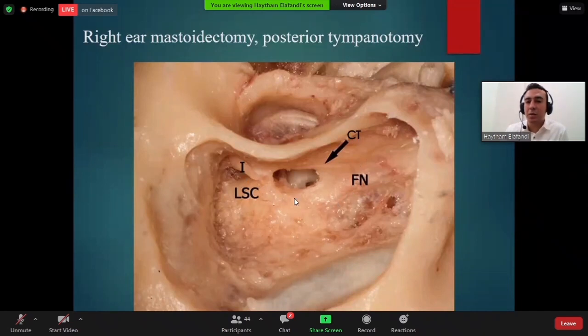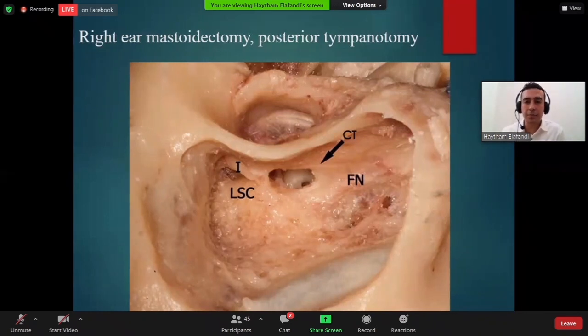It passes with a curve like this, and here gives the chorda tympani, so it forms the facial recess, showing the round window here. So, short process of incus, lateral semicircular canal, very important to identify during cortical mastoidectomy, to identify the facial nerve. As our professors told me always, facial nerve is your friend, not your enemy. Look for it to avoid its injury.